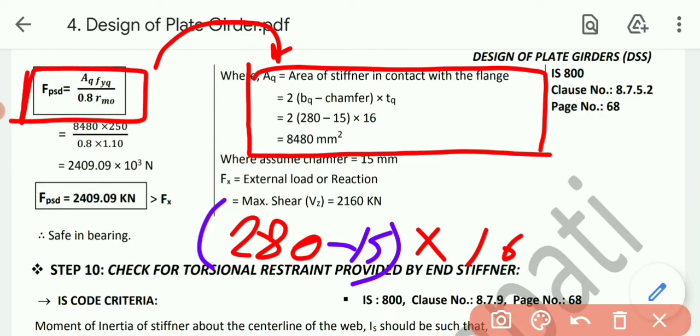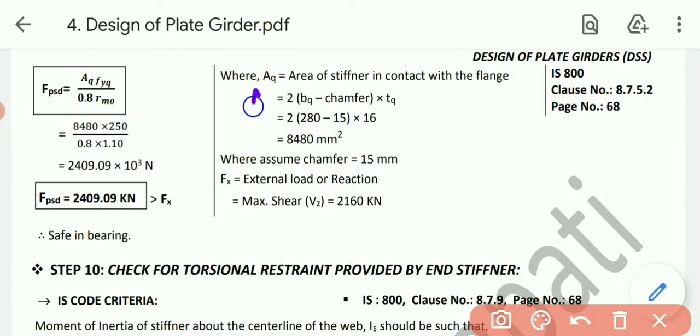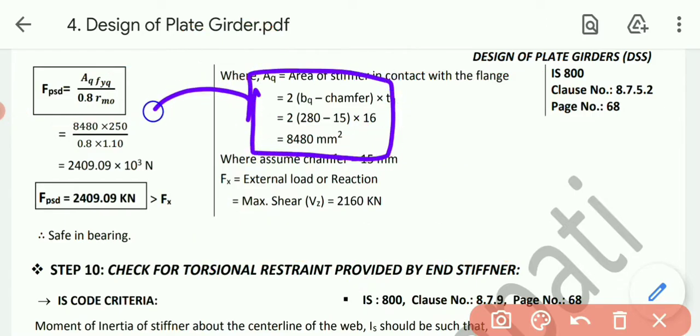So ultimately 280 minus 15 multiplied by 16, that is the area of one stiffener. As we have provided the pair of the stiffener, so it will be multiplied by 2. So ultimately AQ will be 8480 mm square. That's the criteria of the FPSD. Now let's put down this value AQ in this formula.